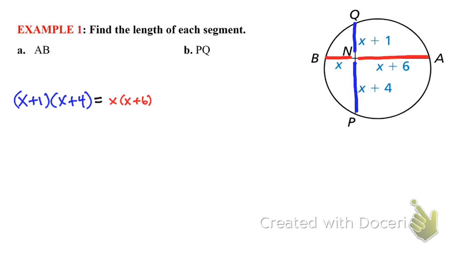And then we're foiling it out. So when we multiply x and x, we get x squared. And then when we go outer and inner, we get 4x plus 1x, and that adds up to 5x. And then we multiply 1 times 4, and that adds up to 4.